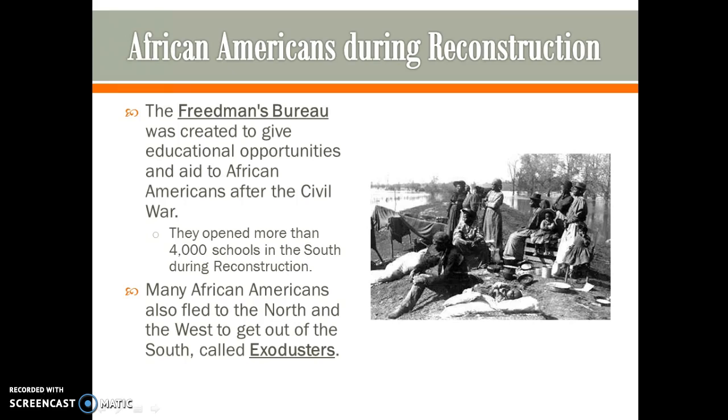Many African Americans also fled to the North, where there were more industrial jobs, or to the West to get out of the South. They also escaped the South because of the discrimination that was occurring. These African Americans that fled became known as exodusters. In the picture to the left, or right, you can see some African American exodusters who were escaping the South.